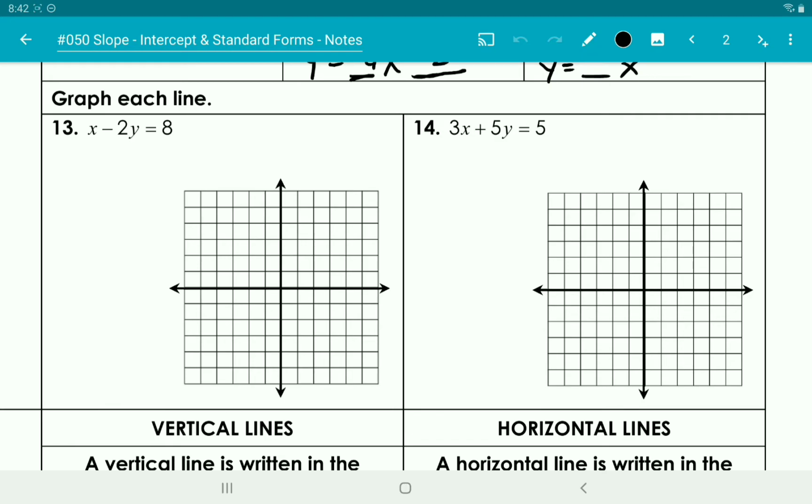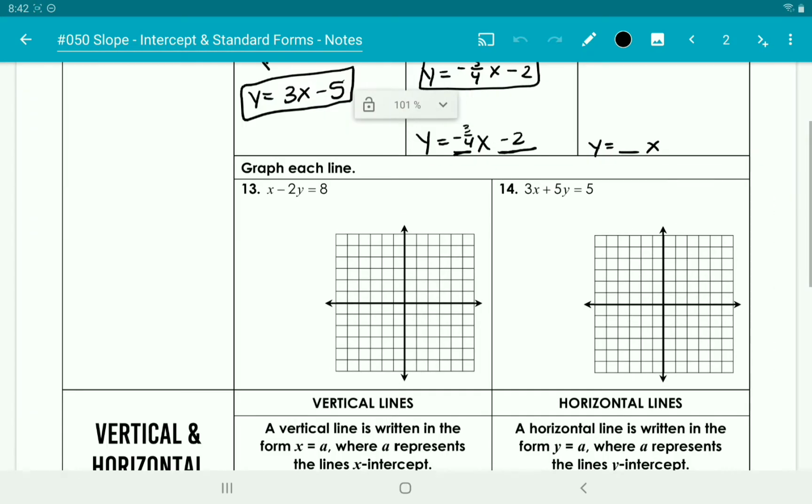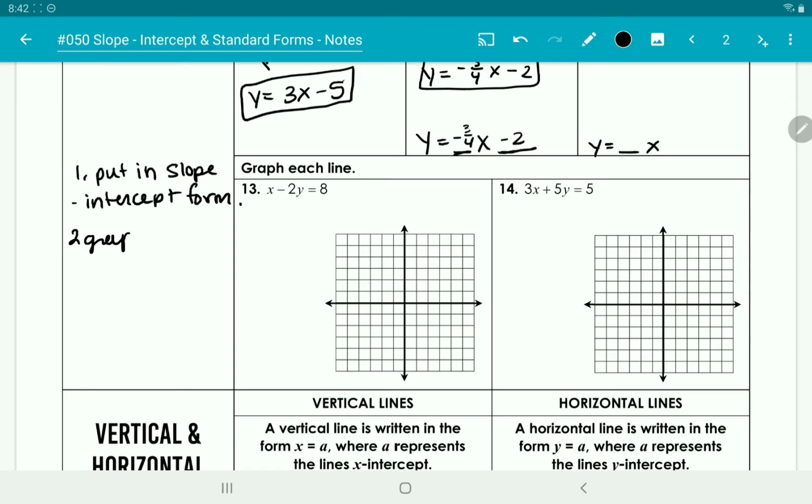Okay, now we're going to go the other way around, and we're going to graph the line. So first we're going to have to solve for y equals, so put in slope-intercept form. Okay, so we need the slope and the intercept to graph it, and then we're going to just graph it like we did before.